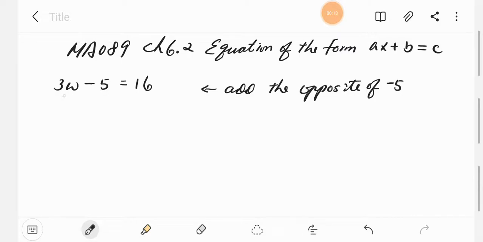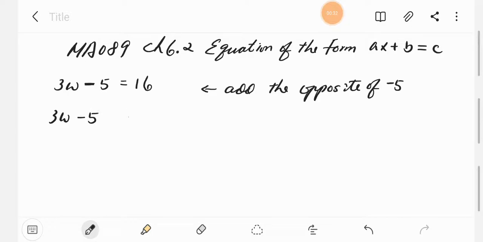Here's an example. Here's an equation: 3w minus 5 is equal to 16. When you solve this equation, solve means find the value of w so that the equation will be true. In this case, 3w is together with minus 5. This is minus 5, right?